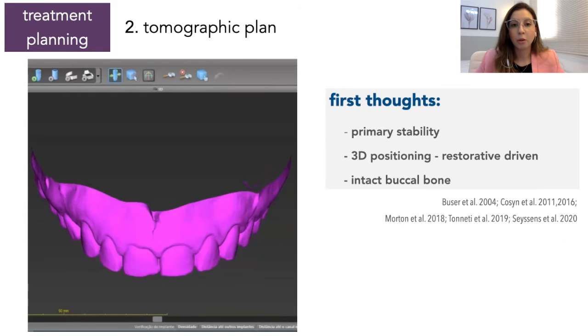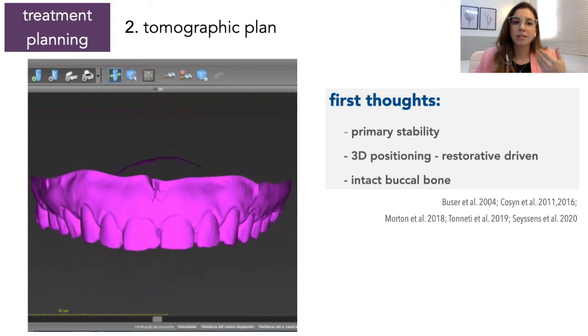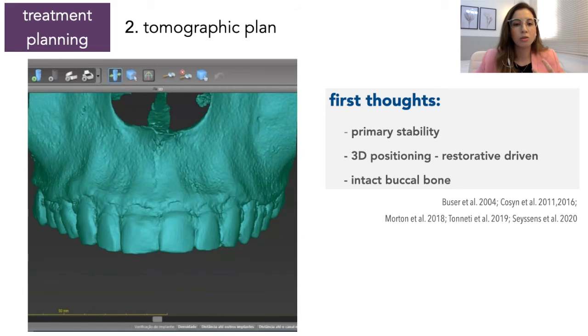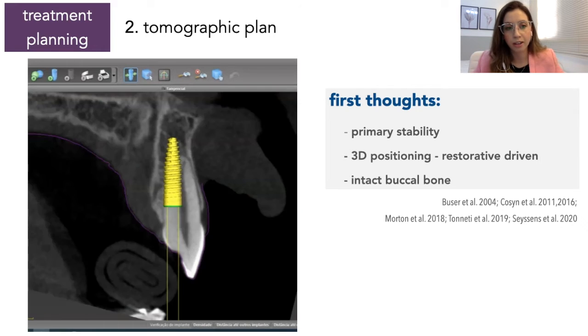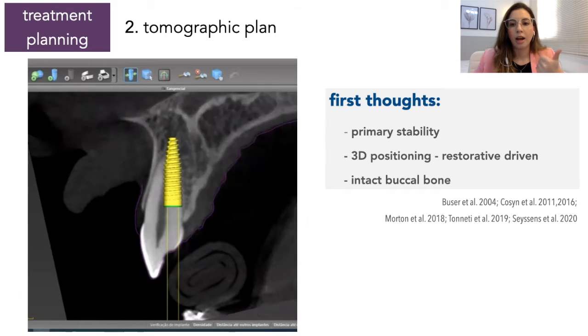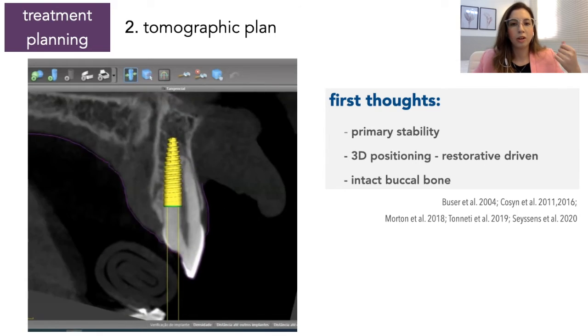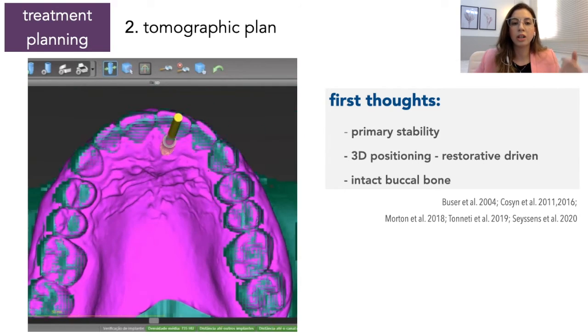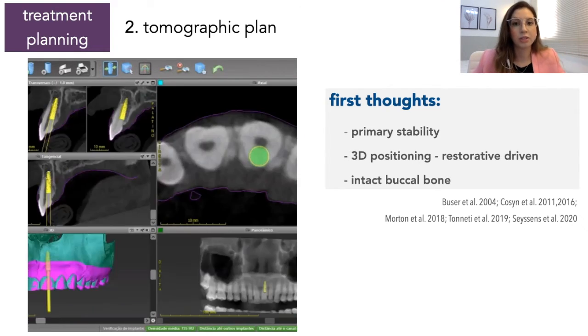Then there is the tomographic planning. And as I told you before, of course, you consider those anatomical factors. For example, achieving primary stability, placing your implant in an optimal 3D positioning, and selecting sockets with an intact buccal bone. But I would like to present now our latest studies on this matter.